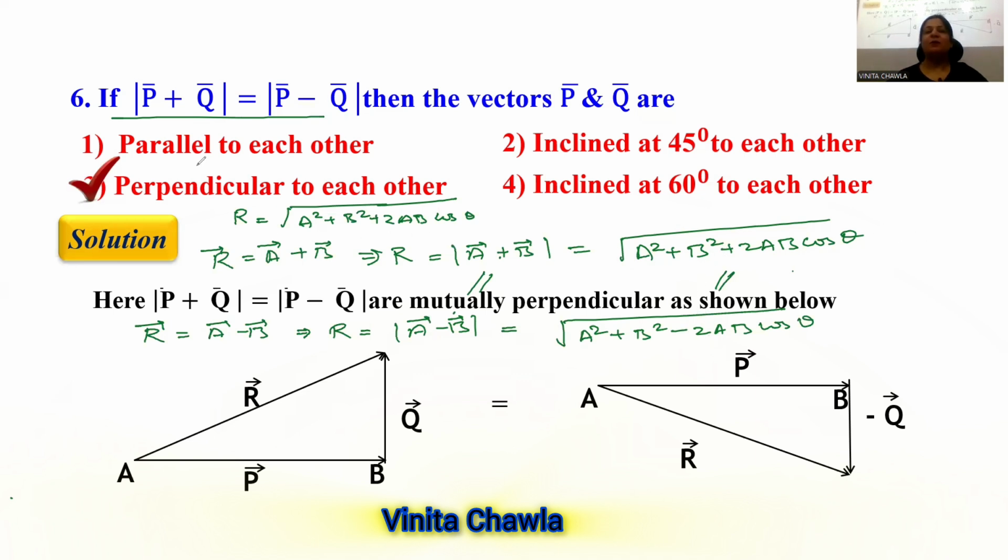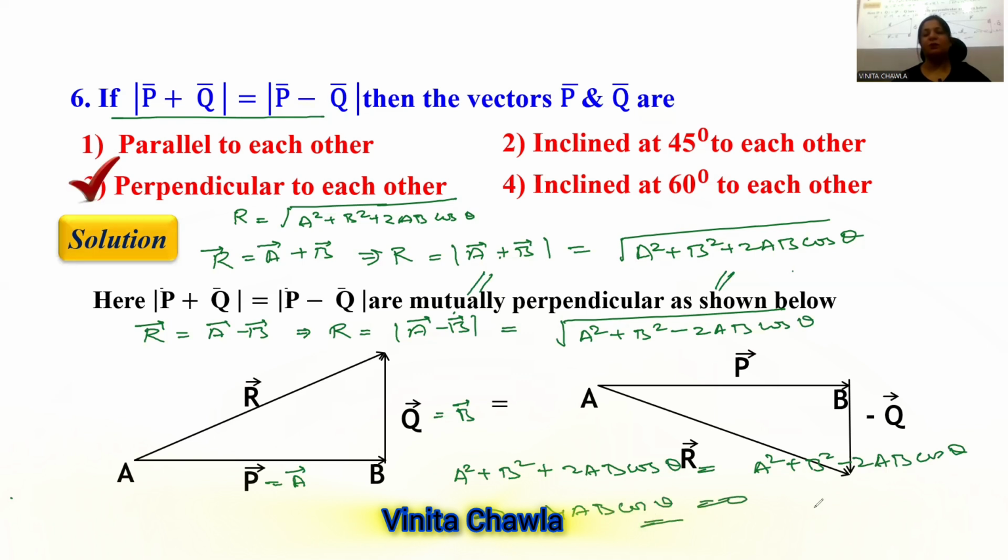We have taken A and B in place of P and Q, it makes no difference. So when you equate, a square plus b square plus 2ab cos theta is equal to a square plus b square minus 2ab cos theta. This implies 4ab cos theta is equal to 0. Theta is 0 when? 90 degree.